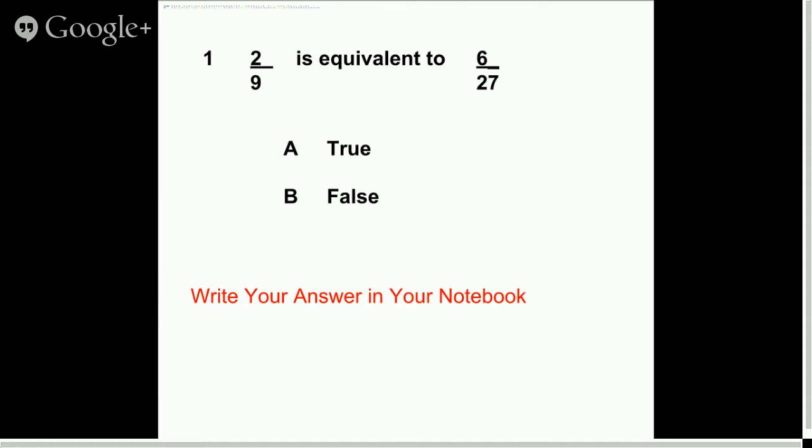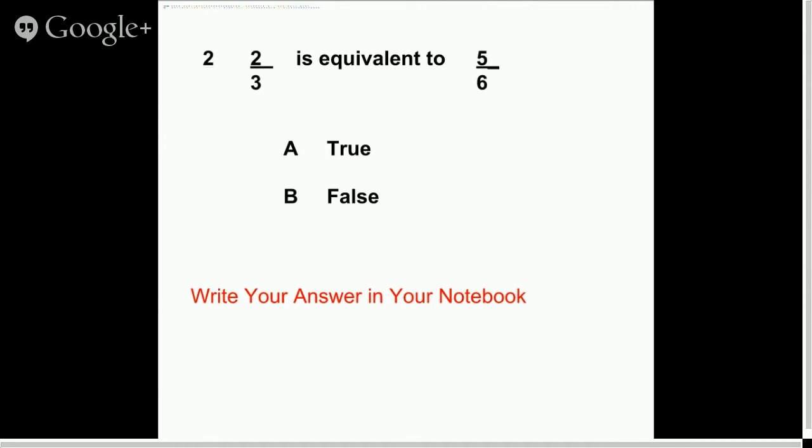Try this out for yourself. Write your answer in your notebook. Go ahead and pause it. All right. The correct answer is true. The common factor is 3, or if you do it the cross product way, 9 times 6 is 54. And 2 times 27 is also 54. So the answer is true.